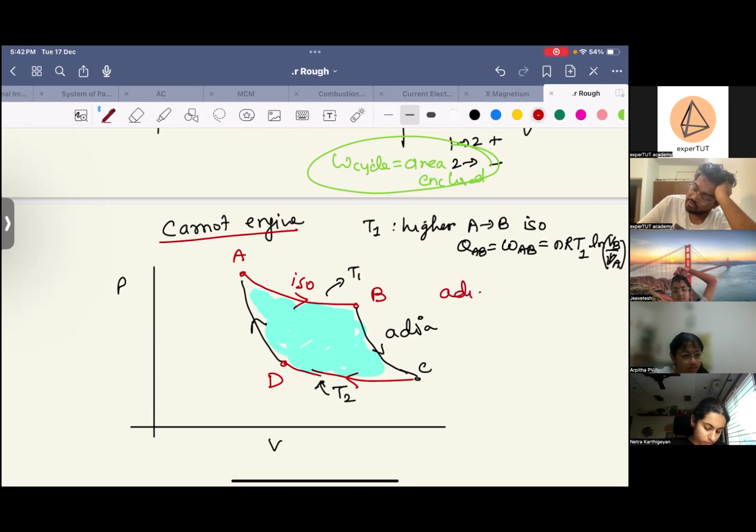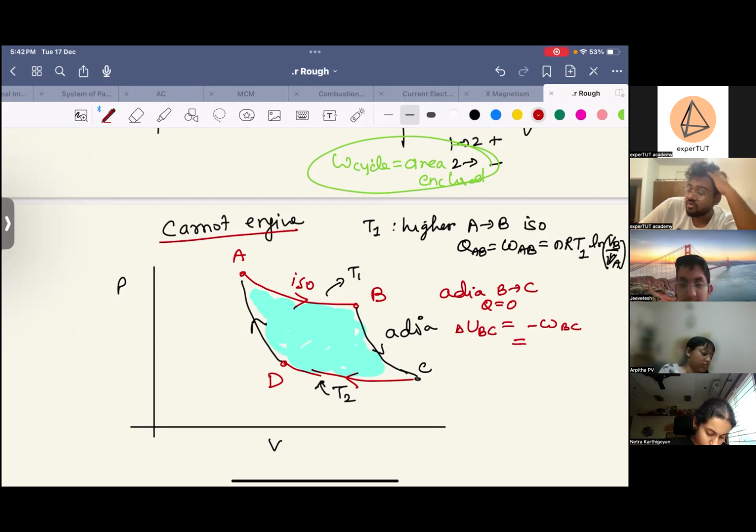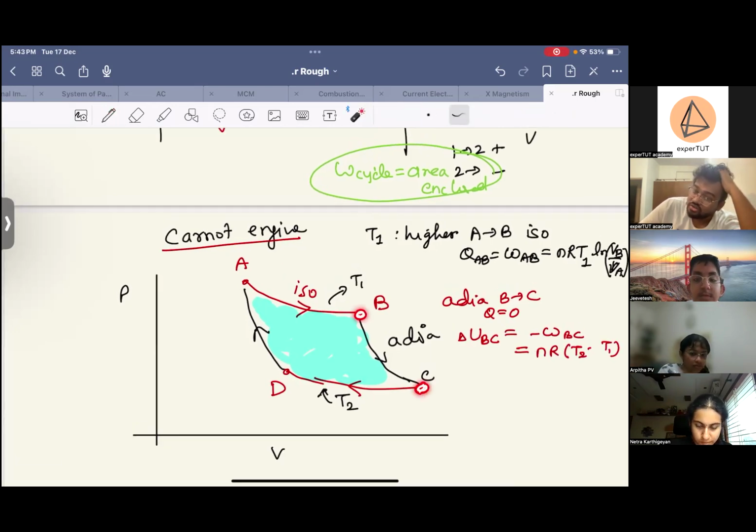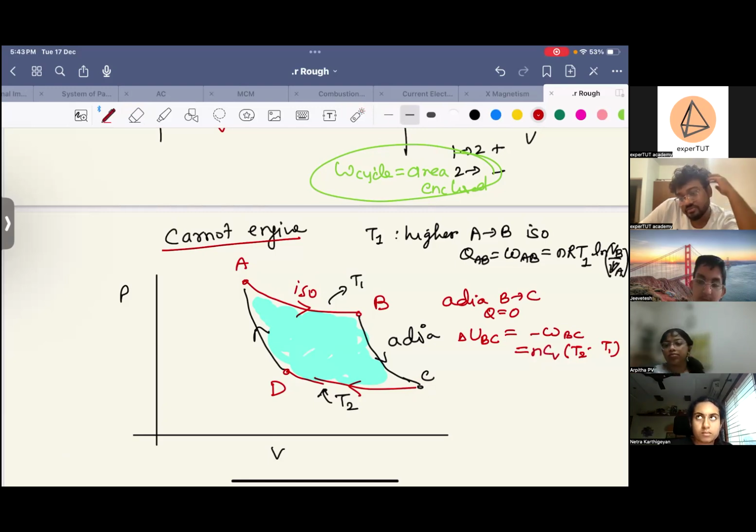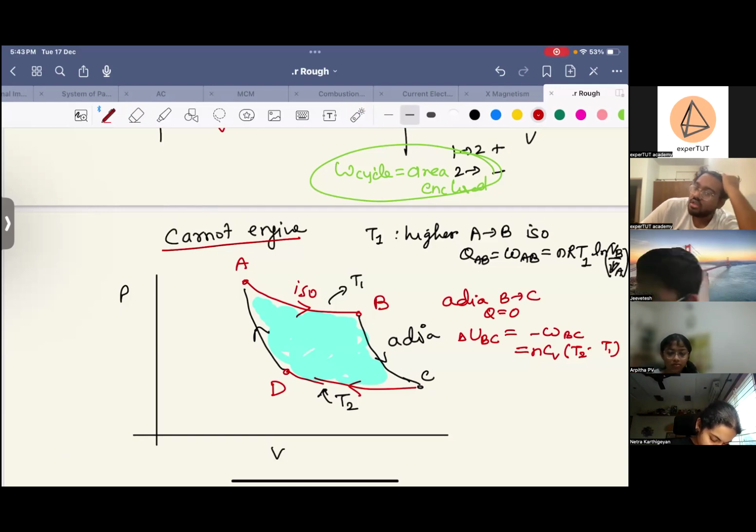Let us talk about the adiabatic process, which is from B to C. In the adiabatic process B to C, what is zero? Q is zero, therefore delta U is equal to minus W. Delta U_BC is minus W_BC. Delta U is always nC_V delta T, not nR. The temperature at this point is T2 and at this point is T1, so delta U is nC_V (T2 minus T1). And the work done is the negative of that, because delta U is minus W.